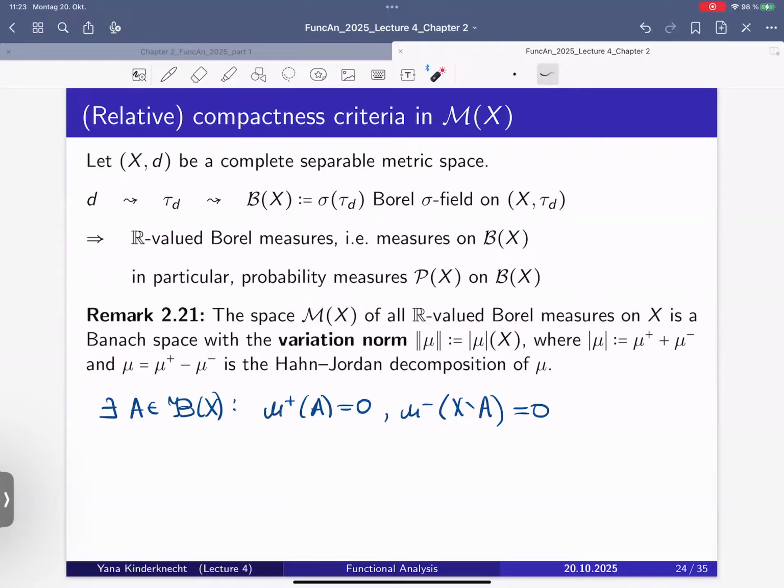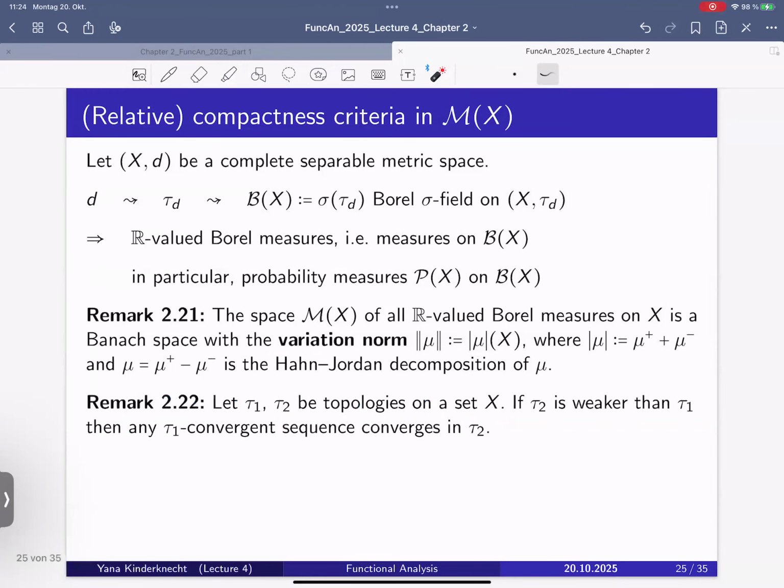Okay, so one can live in the spaces of measures and do standard things because they are nice spaces. In particular, this space with this norm is just a Banach space. Okay, is everything clear so far? Yes. We go further.